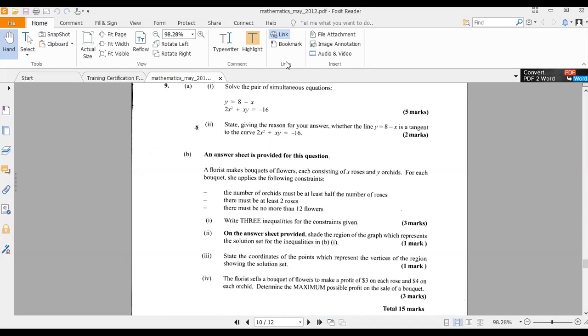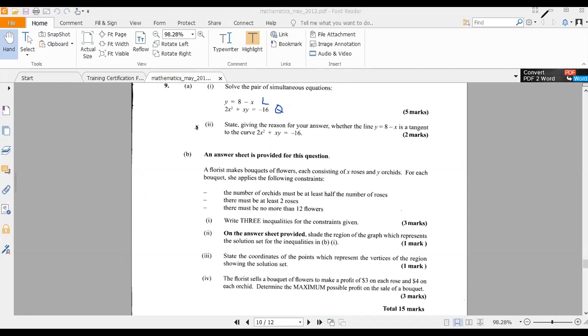One is linear and one is quadratic. Remember that this one is a linear equation, and this is a quadratic equation. So once it's linear and quadratic, how do I know that it's linear? Because it's in the form y is equal to 8 minus x. Once you see the square, the product, or dividing, then that should be quadratic, all right? So I have to use the method of substitution.